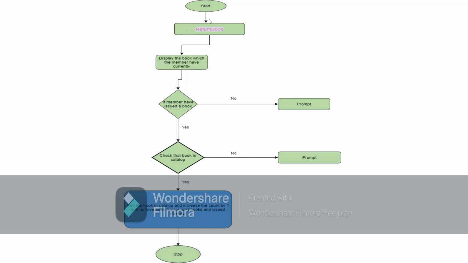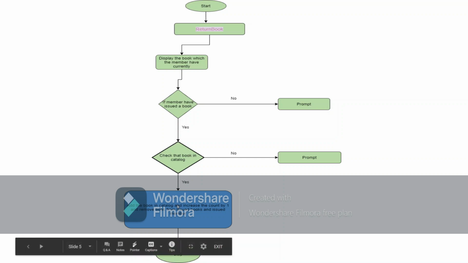In the return book flow, a member will come and ask to return a book. Then the librarian will look at the catalog and display the book which the member currently has. So it will ask the member which book they have. Then again they will check if the member has already issued a book or not. If yes, then they will check that book in the catalog, and if the book is not there in the catalog, then they will add the book to the catalog, and the book has been given to the librarian, so he will increase the count by 1, and remove the book from the issued book and the issued member.